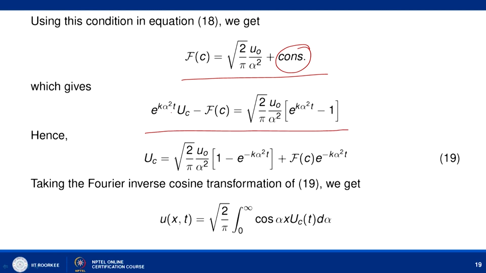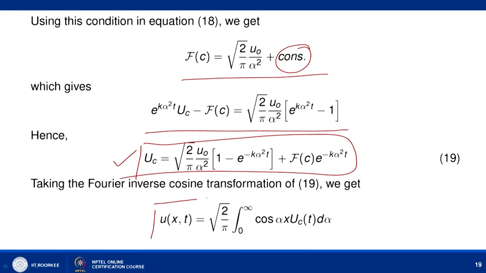So, we have e to power k alpha square t u c minus f of c equal to root 2 by pi u naught upon alpha square times e to power k alpha square t minus 1, and we can simplify and write u c as root 2 by pi u naught upon alpha square into 1 minus e to power minus k alpha square t plus f of c e to power minus k alpha square t. We can find our solution u x t by taking the inverse Fourier transform of the expression given in equation number 19, and our solution is u x t equal to root 2 upon pi integral from 0 to infinity of cos alpha x u c t d alpha.